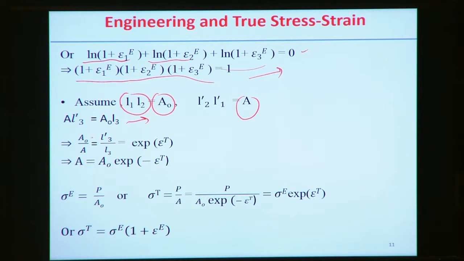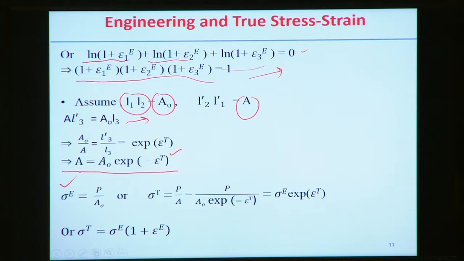Then we can find out that A0 by A is L3 dot by L3, which is equal to the exponential of true strain, and that A equals A0 into exponential of minus epsilon to the power t. So that actually represents the relation between the initial cross section and final cross section in terms of true strain. So we can do further calculation of the stresses.